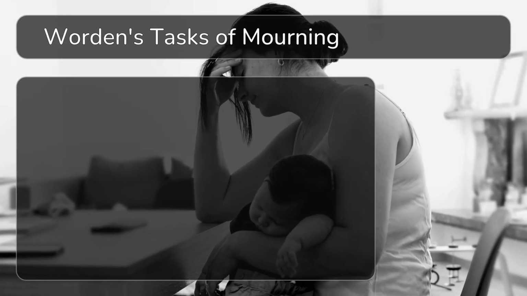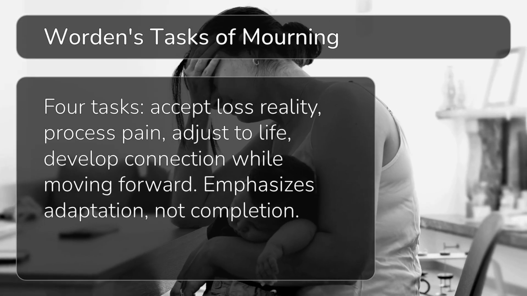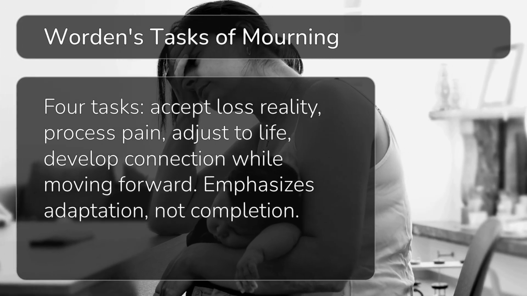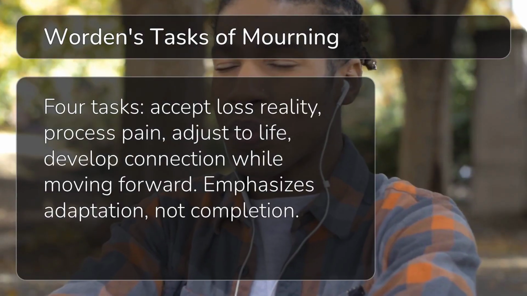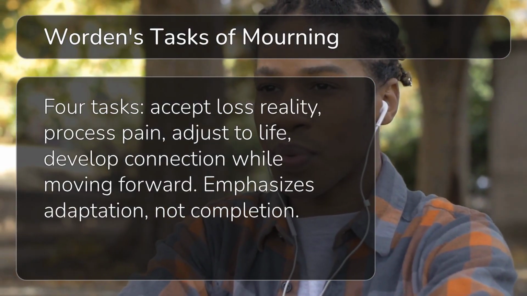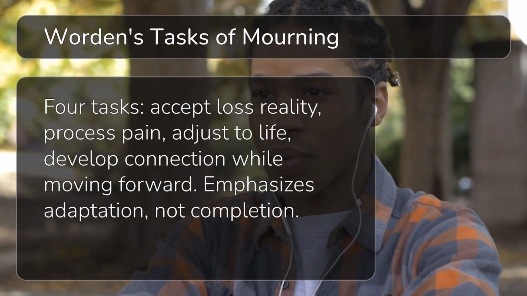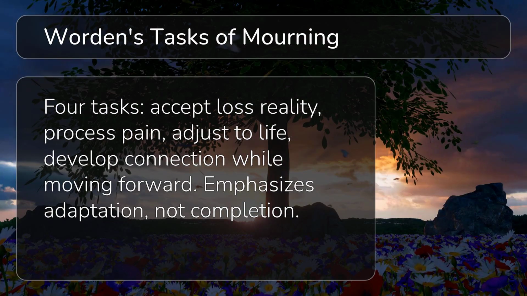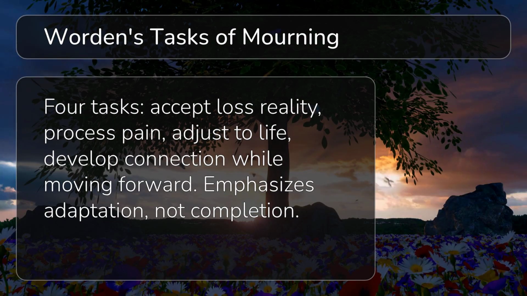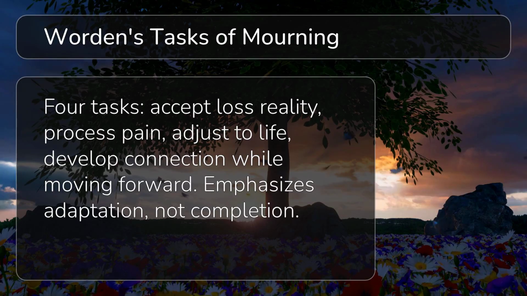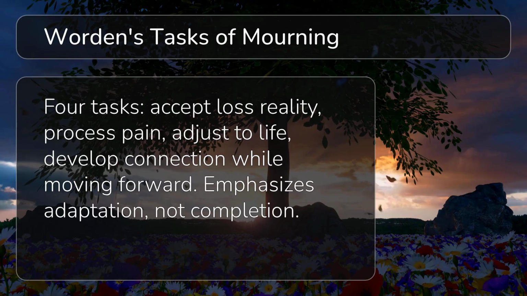Rather than stages, J. William Worden describes 4 tasks of mourning. First, accept the reality of the loss. Second, process the pain while caring for oneself. Third, adjust to life without the deceased. Fourth, develop an enduring connection with the deceased while moving forward. These tasks emphasize adaptation rather than completion.